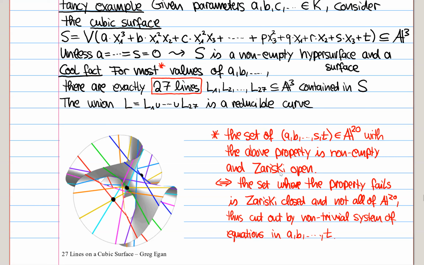Conversely, you can reformulate this and say the set of these parameters where this property fails, where something goes wrong, is Zariski closed and not all of A^20. So it means this set is cut out by some non-trivial system of equations in these parameters. In other words, if you want to check whether something goes wrong, then your parameters must satisfy a non-trivial system of polynomial equations. And so again, you would expect that if you choose them randomly, then they would probably not satisfy this system.